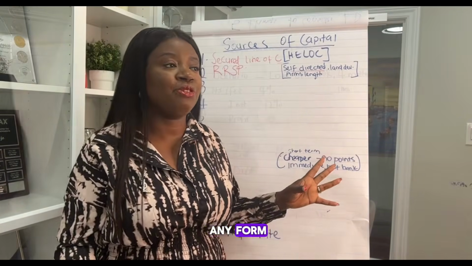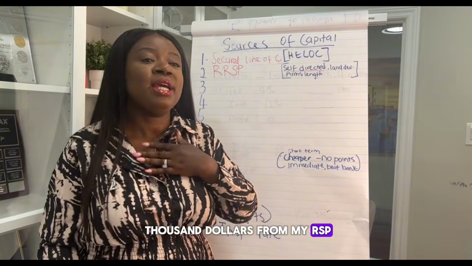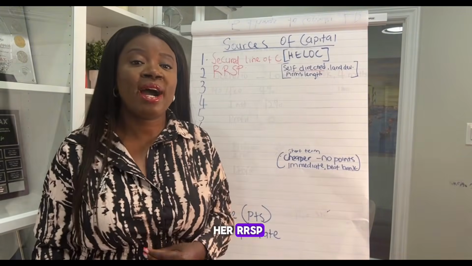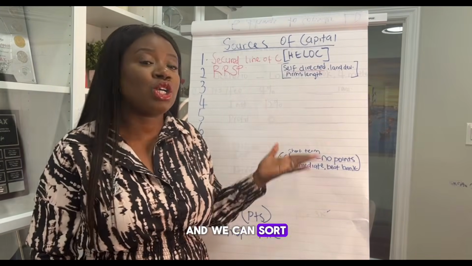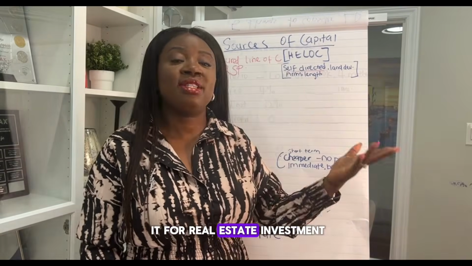They're not related in any form. I will borrow you $100,000 from my RRSP, and Ruth, my friend, would also borrow me $100,000 from her RRSP, and we can sort of use this for private lending. You can then use it for real estate investments.